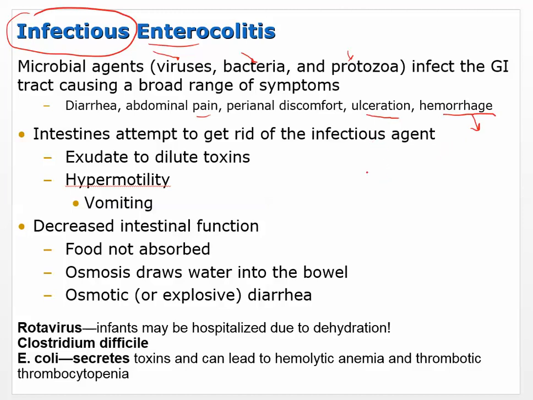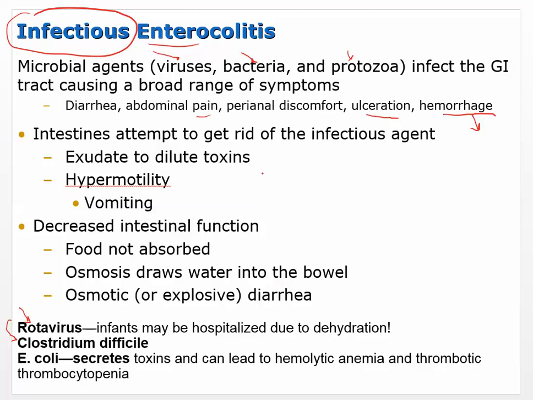So when we talk about infectious enterocolitis, there are a number of things that cause it. So there's rotavirus, C. diff, Clostridium difficile, and E. coli. E. coli could come from food poisoning, that kind of thing. So that's what we're talking about. We're talking about enterocolitis. We're talking about, in some cases, just severe stomachache with diarrhea.